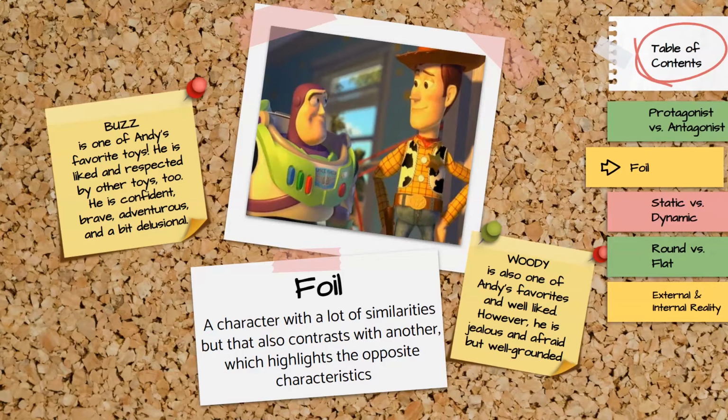A good example of this is Buzz and Woody in Toy Story. So Buzz is one of Andy's favorite toys. He's liked and respected by the other toys too. That's the same for Woody. Both of them are the favorites. They're well liked, they're respected, they're listened to. But Buzz is confident, brave, adventurous, and a bit delusional, whereas Woody is jealous and afraid, but well-grounded. So these contrasting characters in a similar situation highlight the differences between the two.